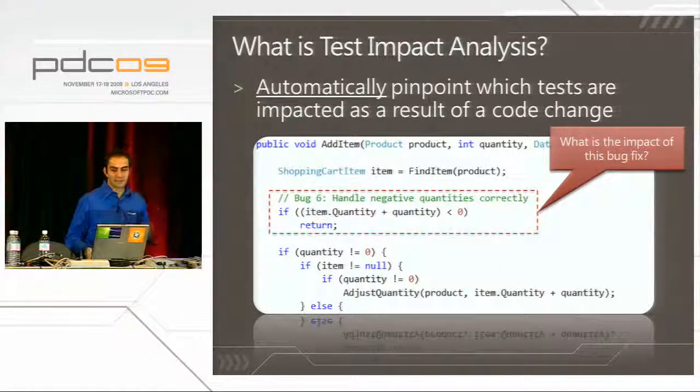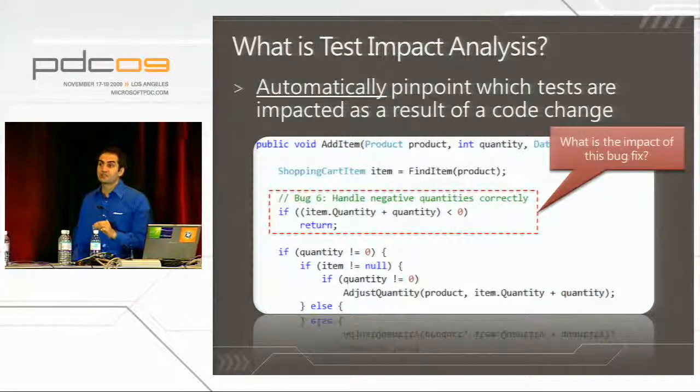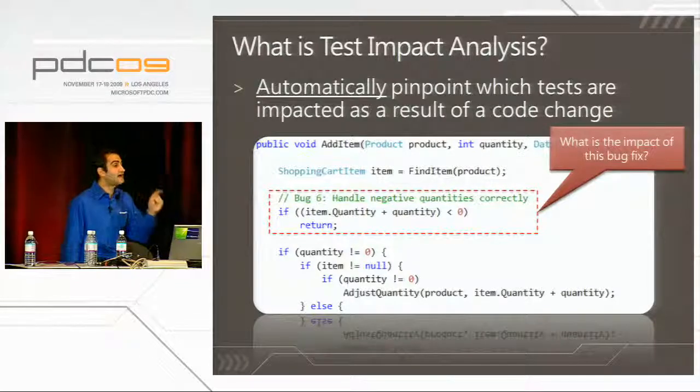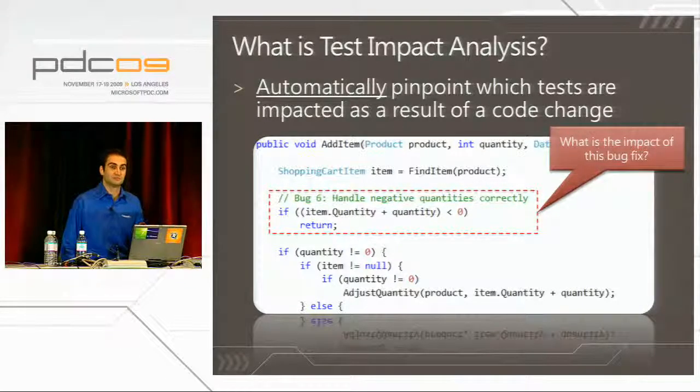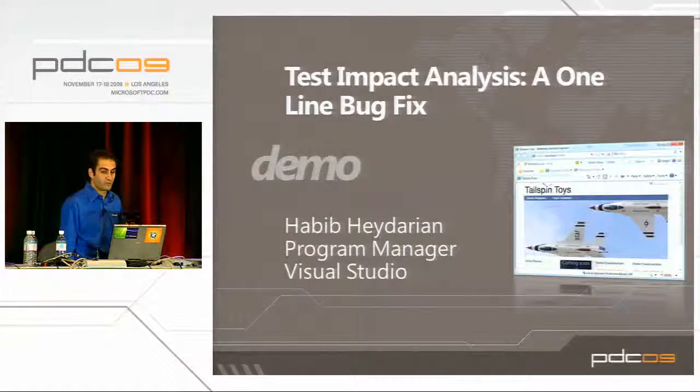So what is the impact of this change? And what test impact analysis allows you to do is answer that exact question. So let's go through an example of the infamous one-line bug fix.